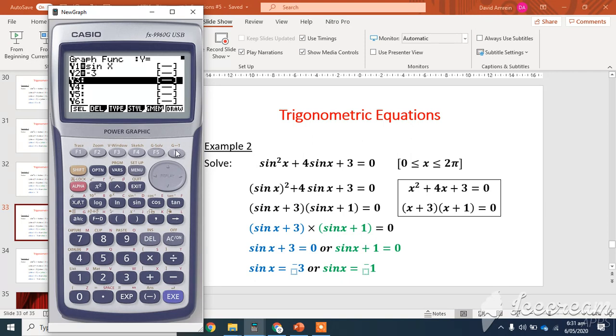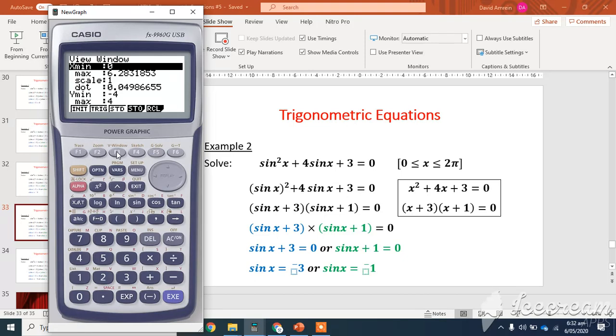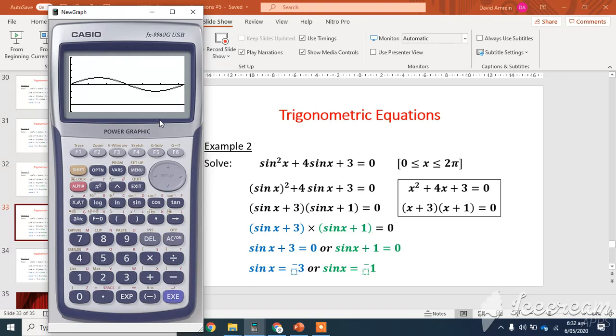Now, I've changed my calculator into radians, and I've gone into view window and I've changed my x boundaries between 0 and 2 pi and left my y boundaries as negative 4 to positive 4. So you can see there are no intersection points for these graphs. Sine x does not equal negative 3 because it only has an amplitude of 1. So there's no solution for the first part.